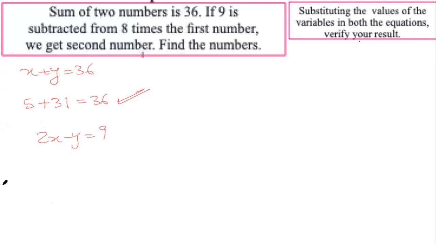Now let us see if this is right or wrong. Now 2 into 5 minus y, y is 31. What are we getting? 10 minus 31 equals to minus 21. Why are we not getting 9? That means our answer is wrong. What did I do wrong?